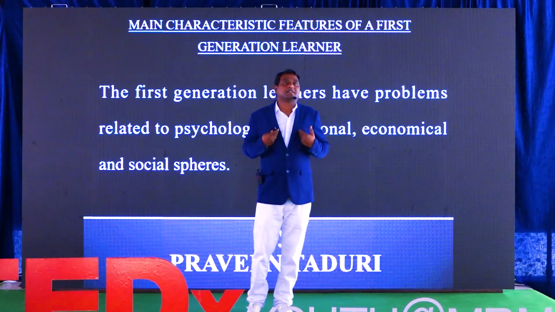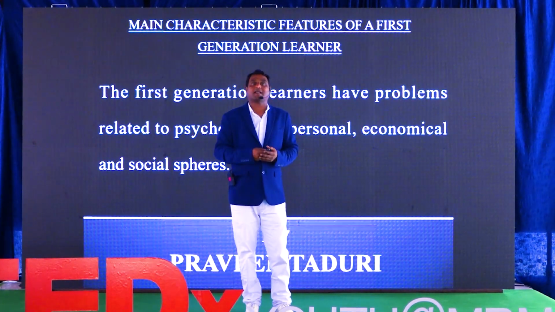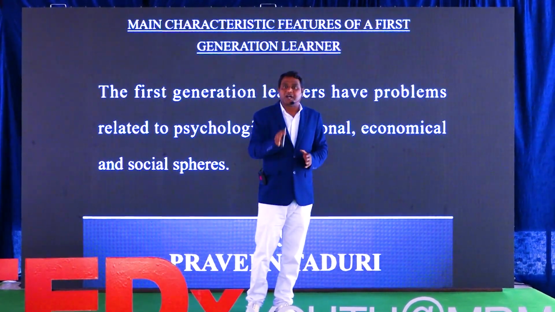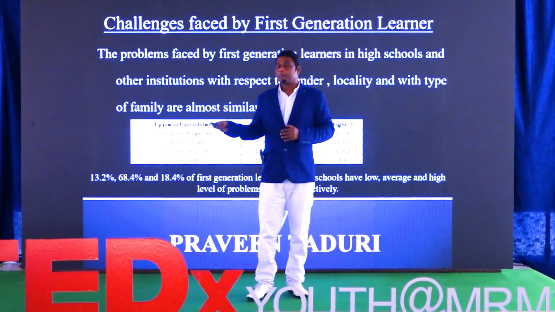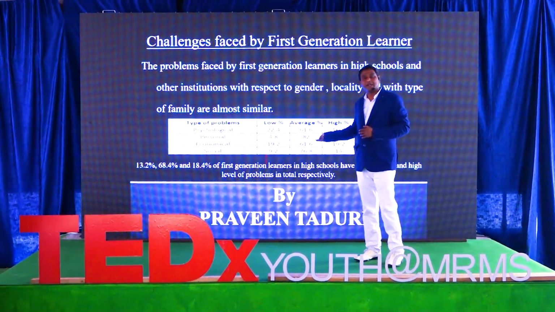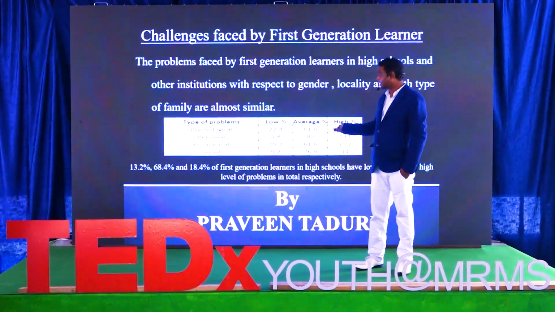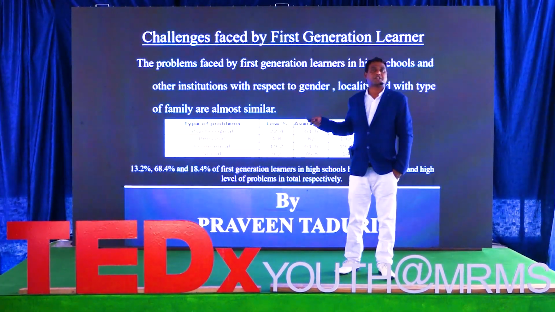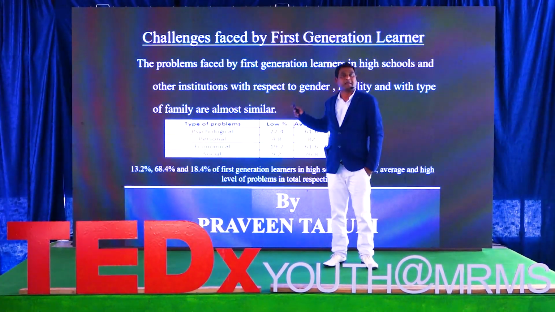Now what are the challenges that I might have faced? Or what are the challenges that you might have been facing? Or what are the challenges across the system that first generation learners are facing? Now if you see this percentage, they are staggering. These percentages are really staggering. Now what are the problems or challenges that the first generation learners are facing? They are facing psychological, personal, economical and social problems. Now all these problems can be graded from low to average to high.